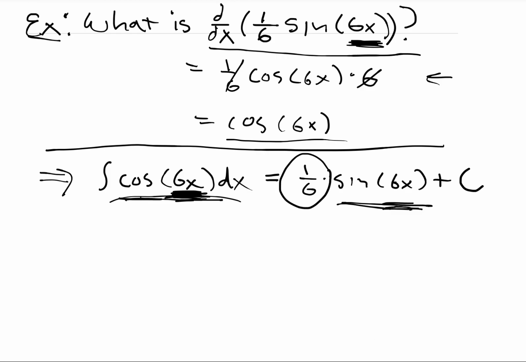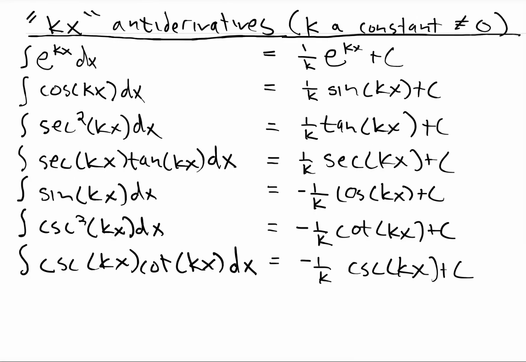If I wanted to check my work, I would have to derive 1 over 6 times sine of 6x plus c. If I go to derive that, chain rule is going to have me multiplying by a 6, because of the inside function 6x. So if you see a kx function, you're going to have to divide by that k when you take the antiderivative.